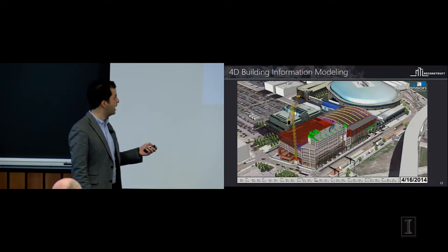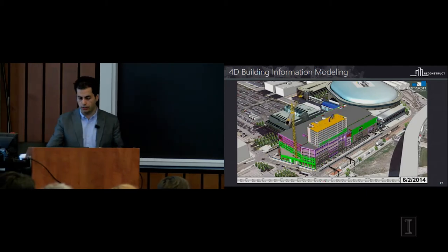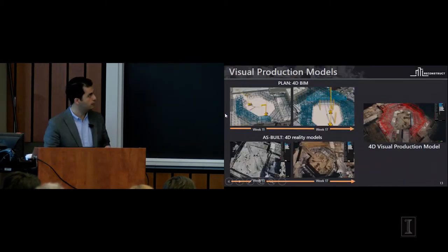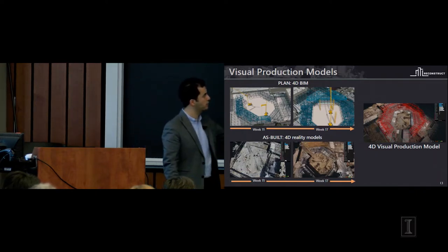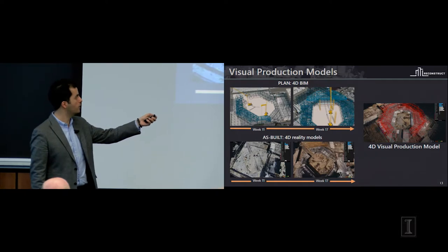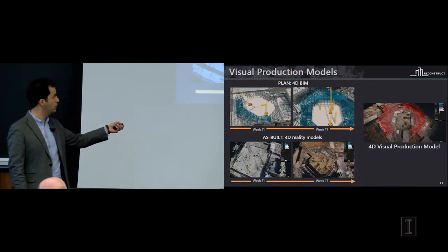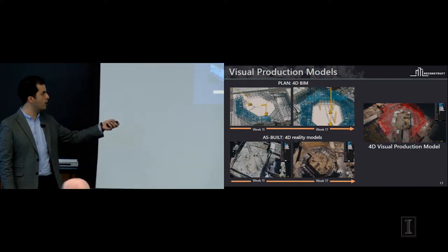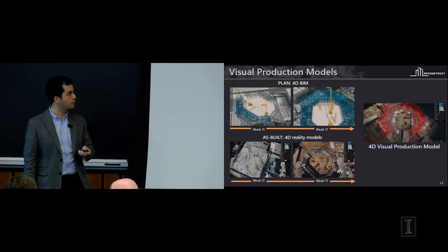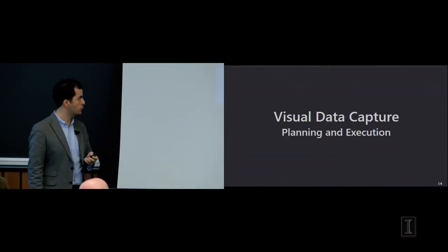So the idea that we've had is to see how we can combine these two different sources of information, the ones that we have from a drone perspective and the ones that we have from a planning perspective. The ones that I just showed you with respect to animation can actually show us how much work is expected to be done, let's say on a weekly basis. The ones that we have with the drone can actually provide us with the reality of the job site. We can compare plan versus reality and generate these visual production models that will show us what is expected versus actual on the job site.